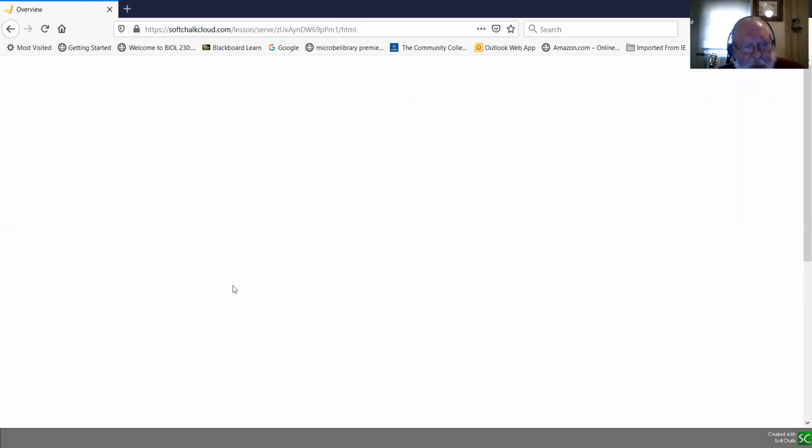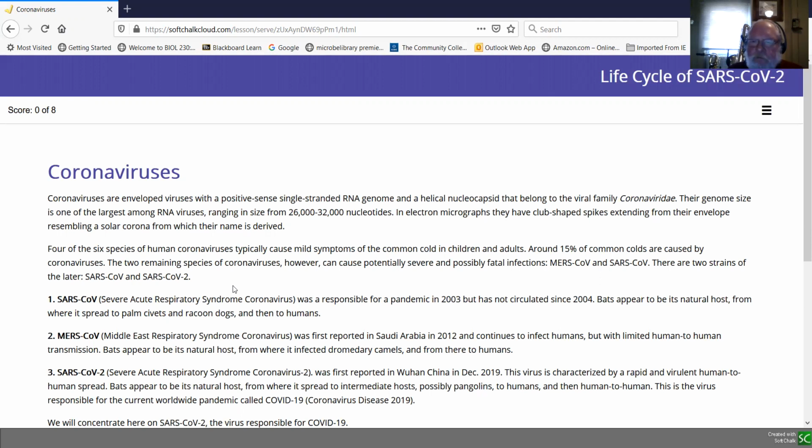So let's start by looking at coronaviruses in general. Coronaviruses are enveloped viruses, and they have what's called a positive sense single-stranded RNA genome. We'll see what that means in a few minutes, but basically a positive single-stranded RNA genome is one that can be directly transcribed into viral proteins. That is, it functions both as a genome and as a messenger RNA. That's what the positive refers to. And that's surrounded by a helical nucleocapsid.